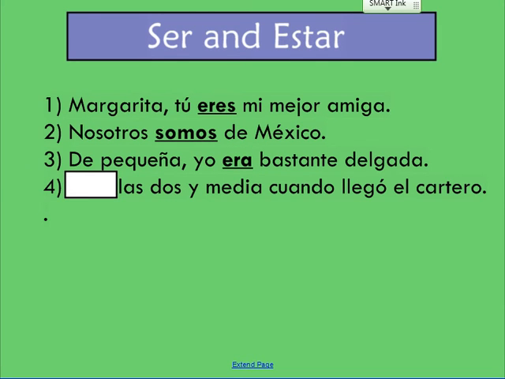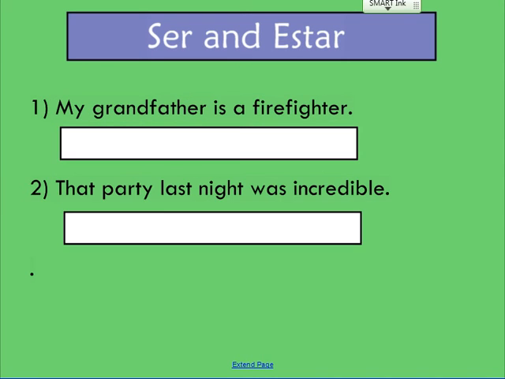3. De pequeña, yo era bastante delgada. Of course, I knew to use the imperfect because it says de pequeña in front. 4. Eran las 2:30 cuando llegó el cartero. I knew I was talking about what time it was previously because the second verb, llegó, is conjugated in the preterite.